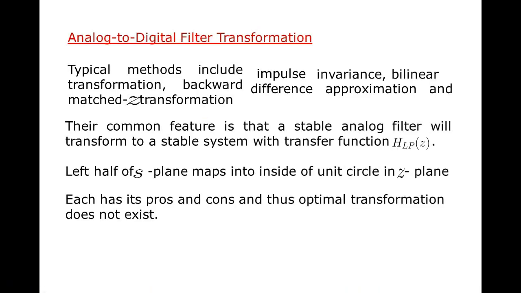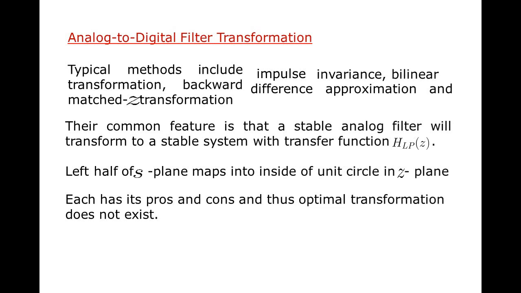In the previous lecture, we studied how the analog filter should be designed, the response of that and all that. Now we have to study the analog to digital filter transformation. The typical methods include impulse invariance, bilinear transformation, backward difference approximation, also called approximation of derivative, and matched Z transformation.